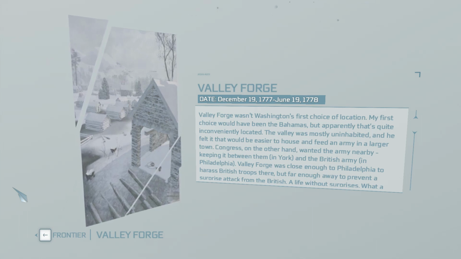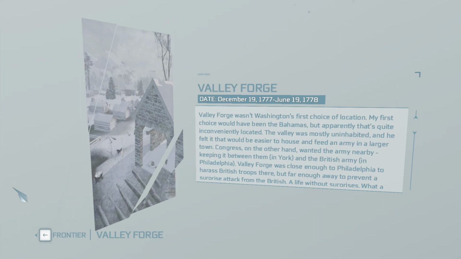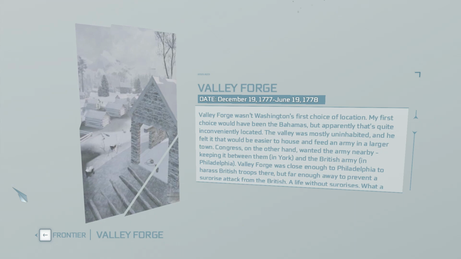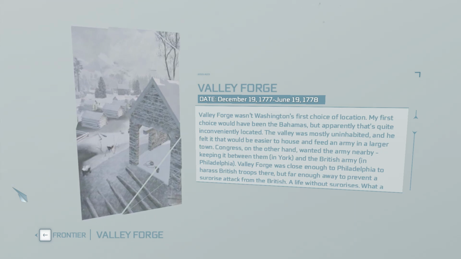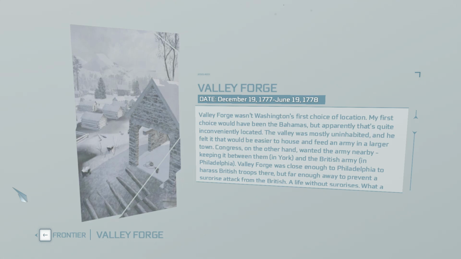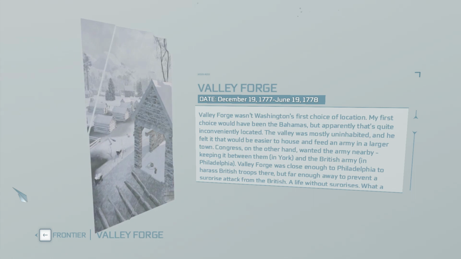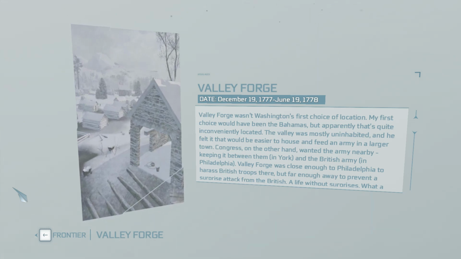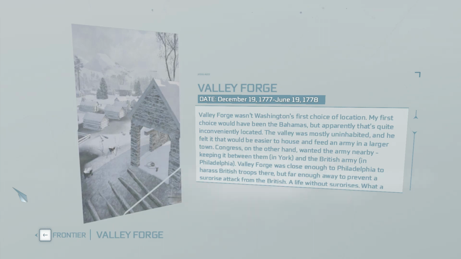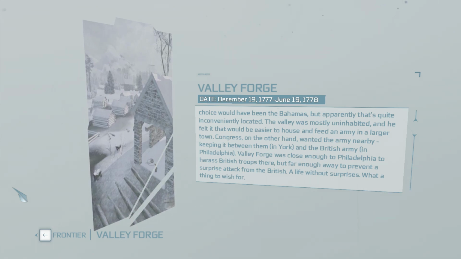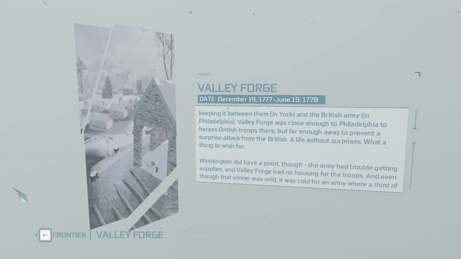The valley was mostly uninhabited, and he felt that would be easier to house and feed an army in a larger town. Congress, on the other hand, wanted the army nearby, keeping it between them in York and the British Army in Philadelphia. Valley Forge was close enough to Philadelphia to harass British troops there, but far enough away to prevent a surprise attack from the British. A life without surprises. What a thing to wish for.